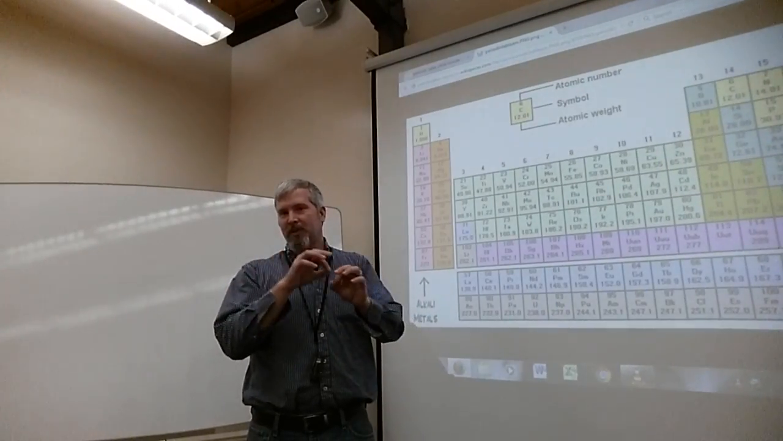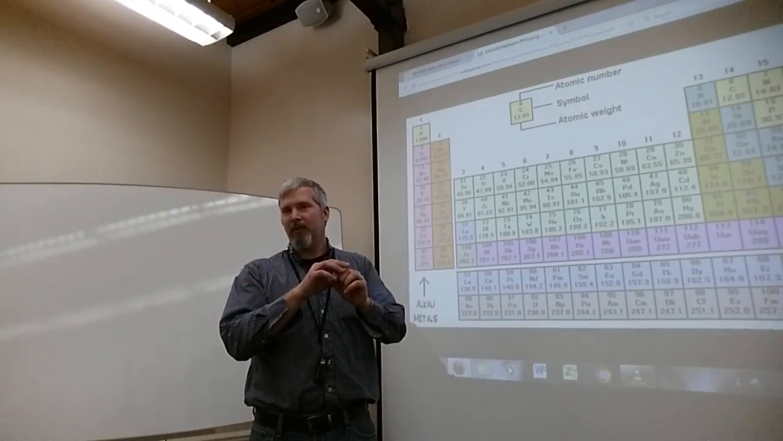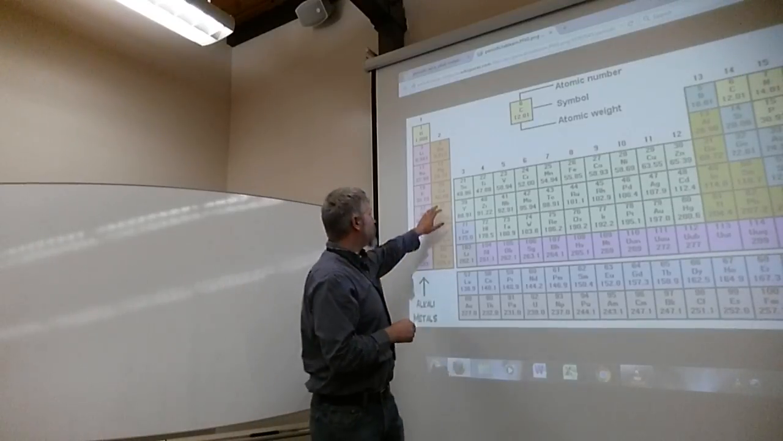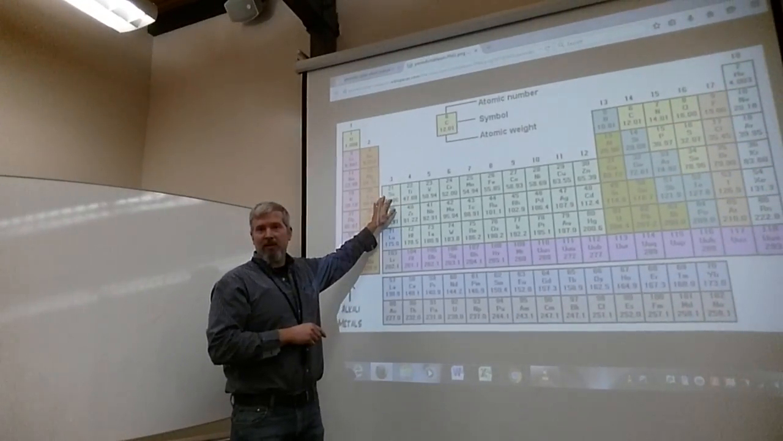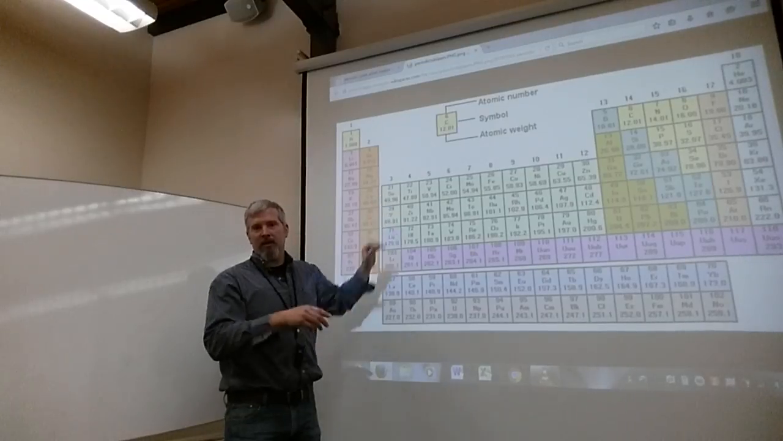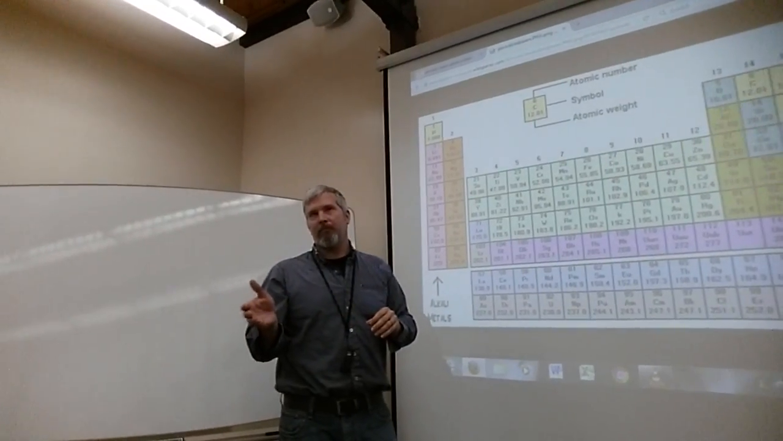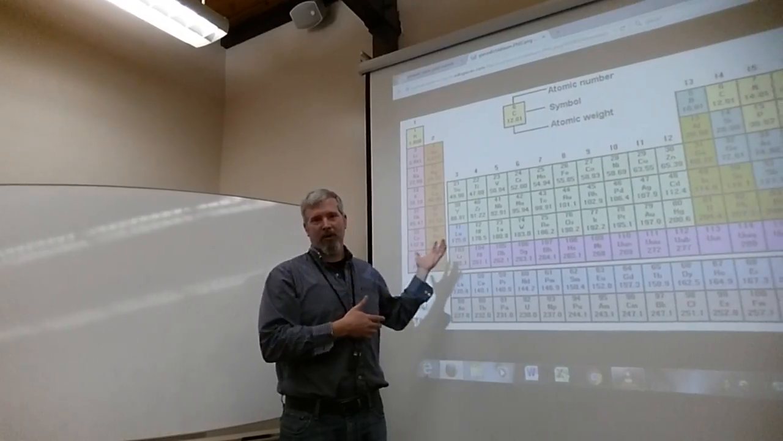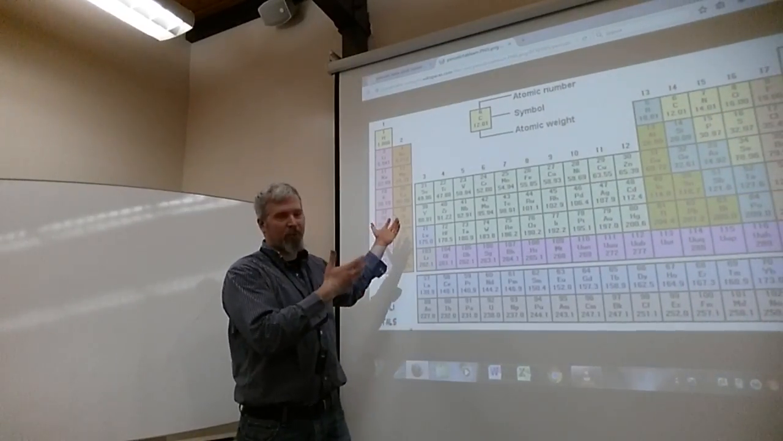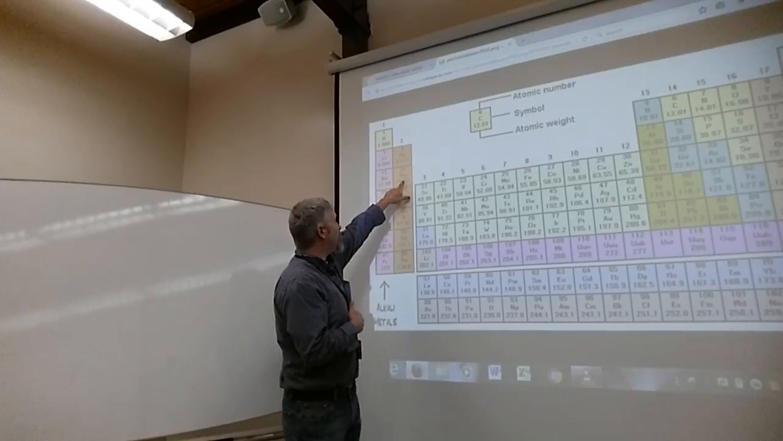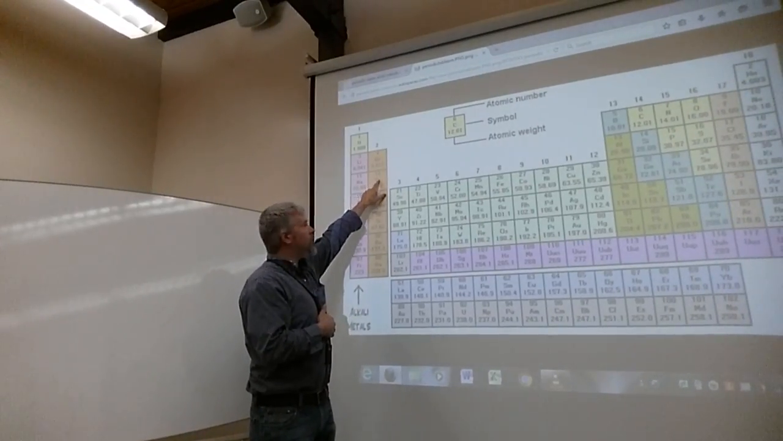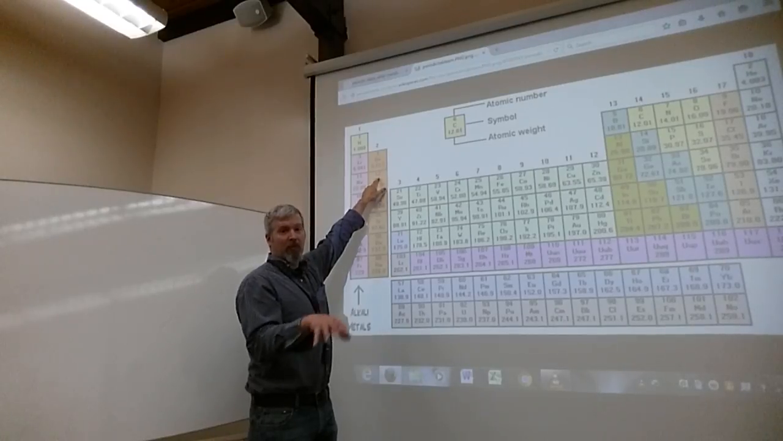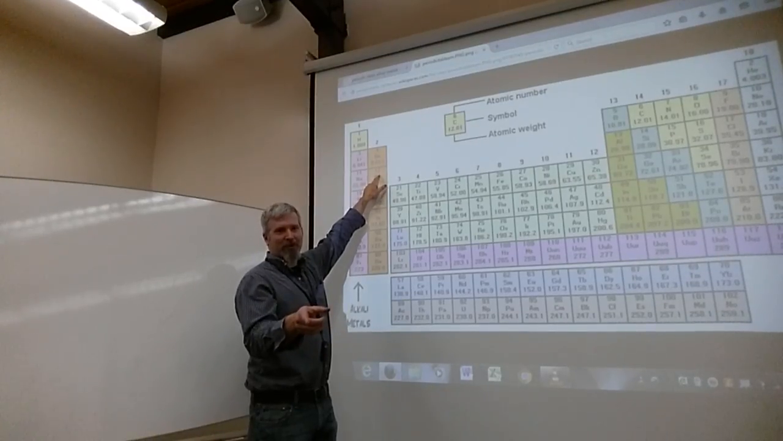So let's talk about the inside of an atom. What's inside of an atom? Protons and neutrons. The number designated is the number of protons, and the neutrons are usually equal to the number of protons. In this case, we have magnesium, and it has 12 protons and 12 neutrons. To make that stable, it also has 12 electrons.